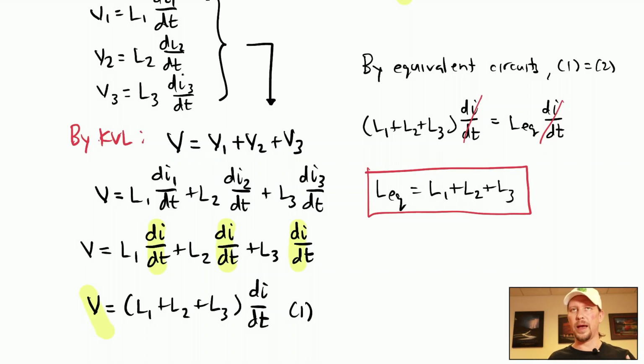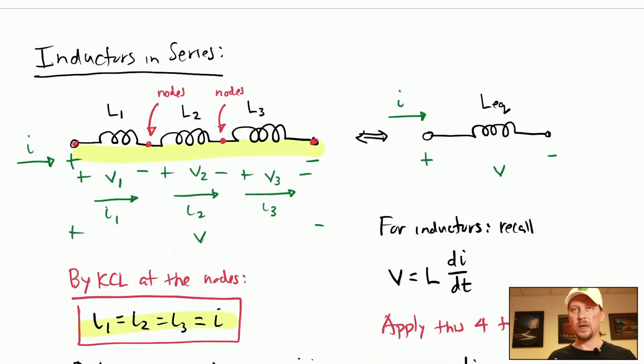This is what we wanted to arrive at. This is how we add inductors in series. So if I happen to have a network of inductors in series, and by KCL, all of the currents in each one of the inductors is forced to be the same, I can replace them with a single inductor as long as the equivalent inductance is the sum of the individual inductances. And that's what we wanted to get to.